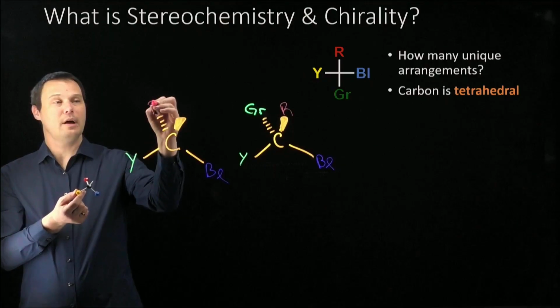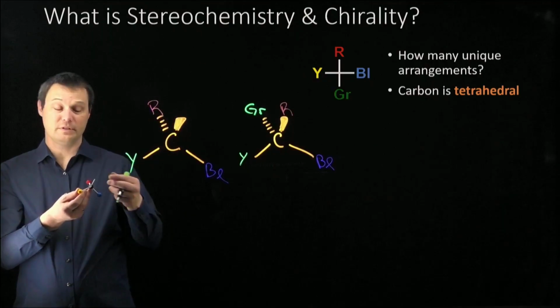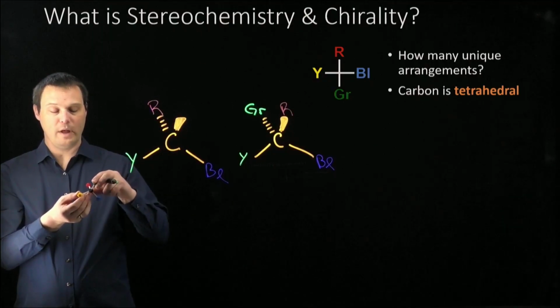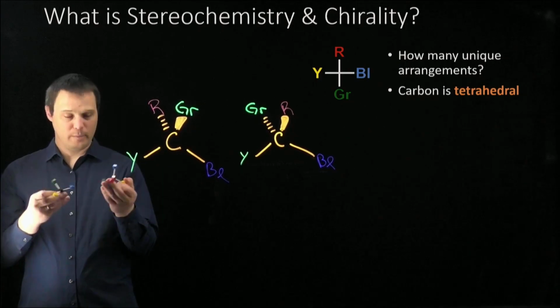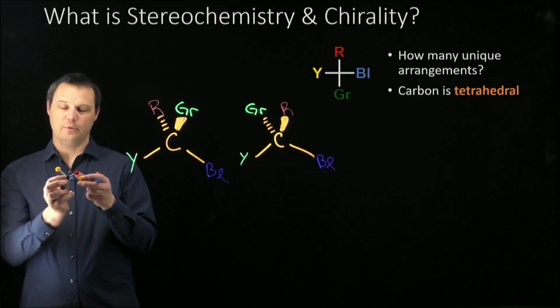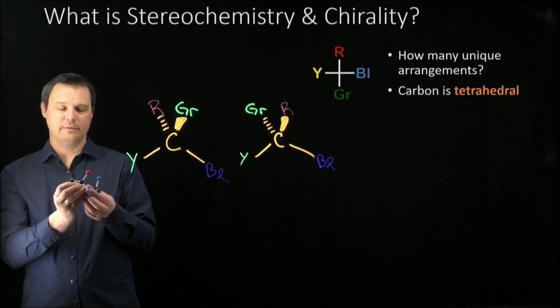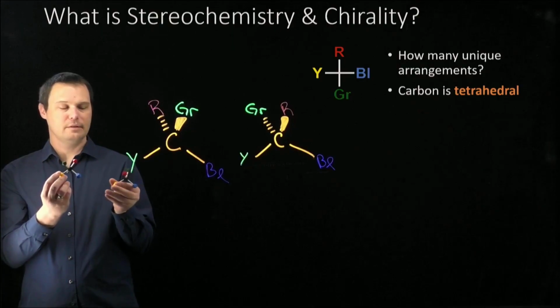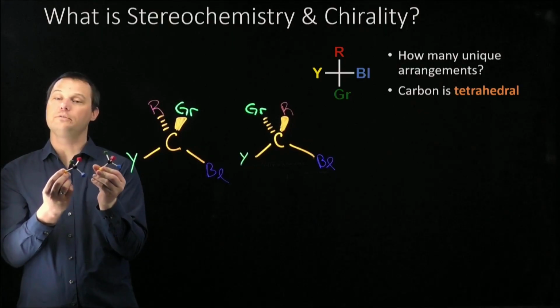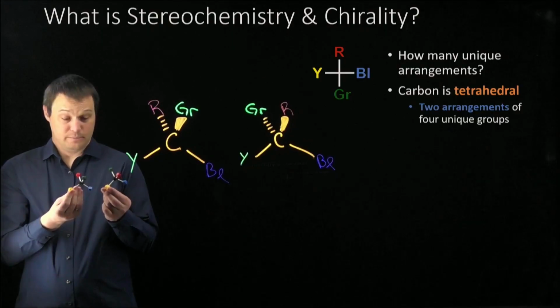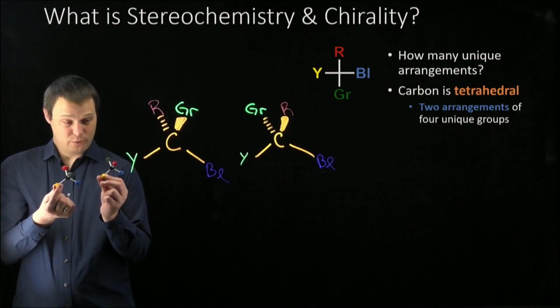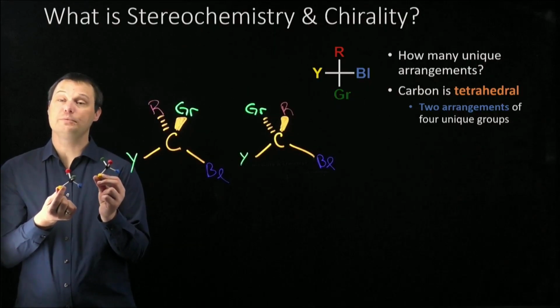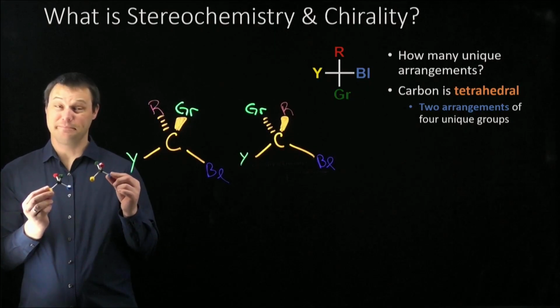Putting the third group on the back carbon this time forces our fourth group to end up on the wedge bond in our structure. No matter how you build the molecule, by putting yellow on the bottom left, blue on the bottom right, you will always be able to find one of 2 possible orientations. So the answer is 2. There are only 2 unique ways to organize 4 different groups around a tetrahedron. This isn't memorization. It's geometry.